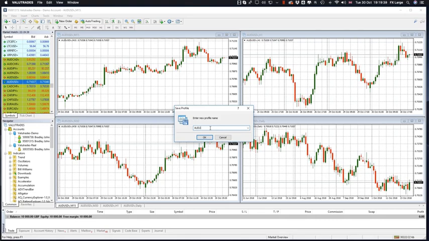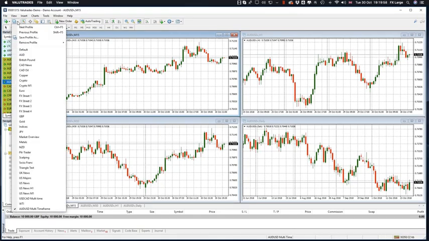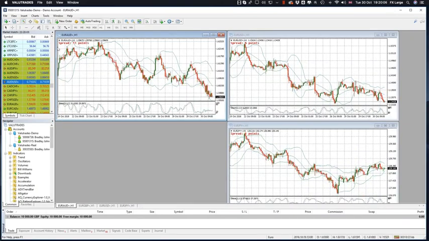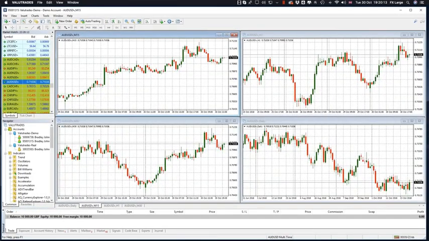Aussie dollar, multi-time frame. Okay, I've saved that. So down below we can see where it says Aussie dollar multi-time frame. So let's say we go somewhere else. Let's say we're looking for, go to our Euro profile. And later I want to come back to my Aussie dollar multi-time frame. There it is there. And it comes back to exactly as we left it.